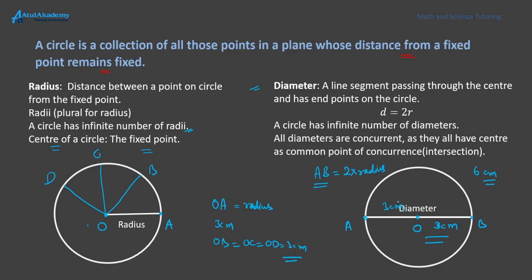And all the diameters are concurrent. Concurrent means that they all meet at a common point, which is called their point of concurrence, and which is the center of the circle.